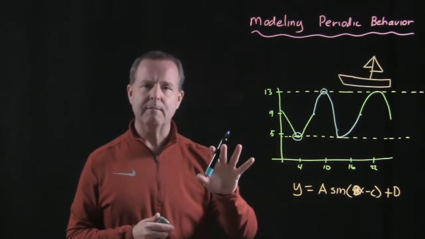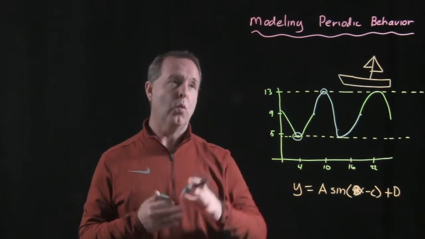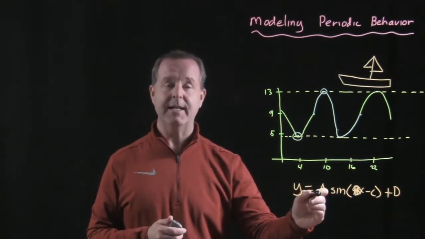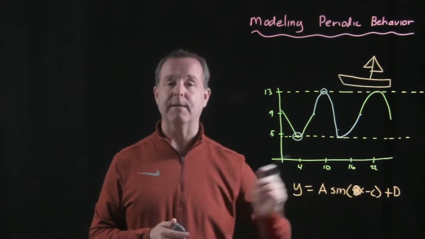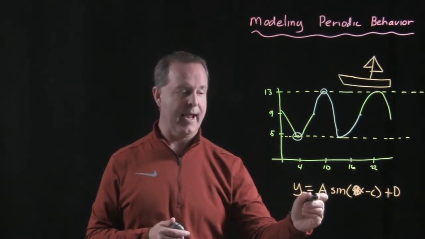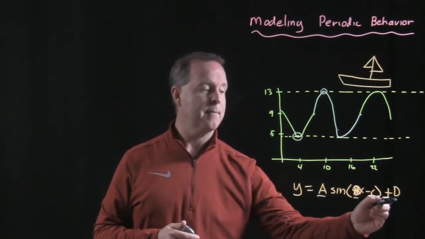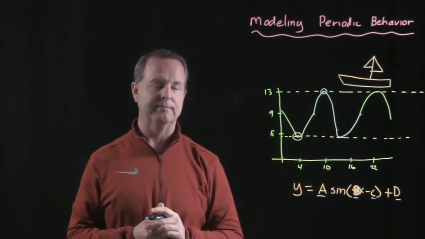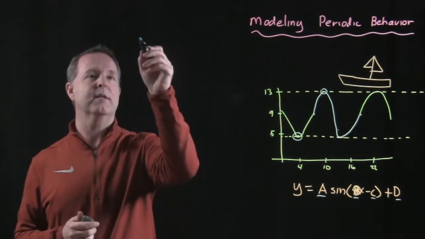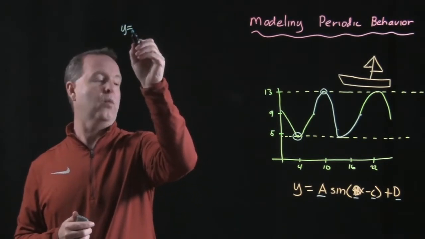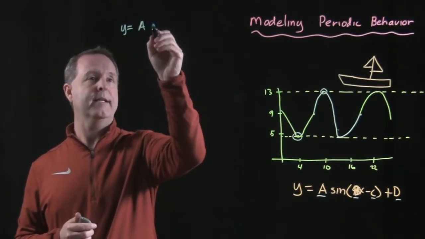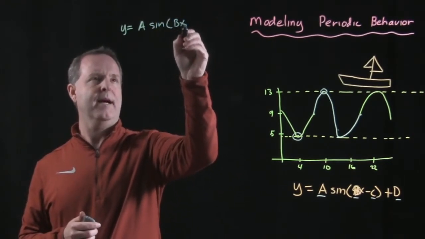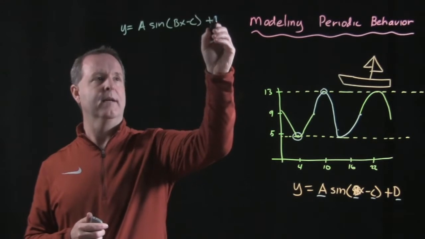So based on this information, can we develop what the model is? Based on some y equals a times sine bx minus c plus d. Do you remember what a, b, c, and d all represent? And can we get that from this model? So let's begin. I'm going to just start with y equals a times sine bx minus c plus d.